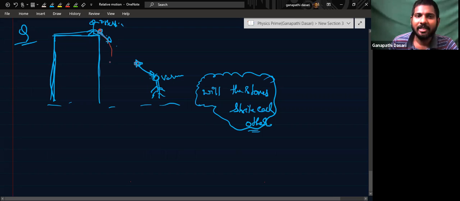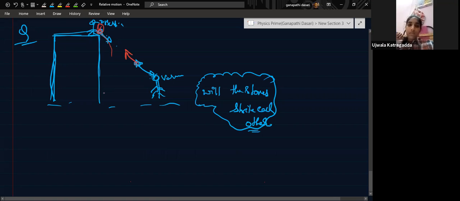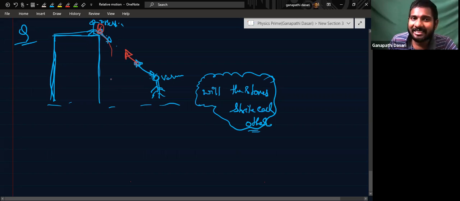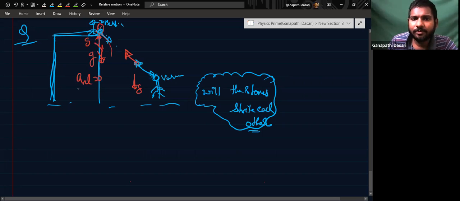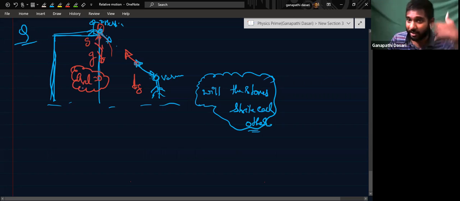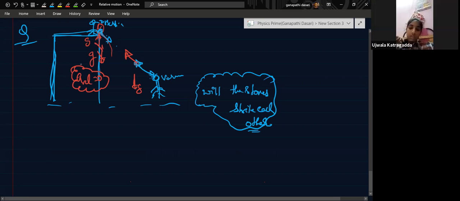Why? Listen. Relative velocity is what? You stop one of the velocities and give it to the other, and it will be exactly in this direction. But what is the acceleration? This stone has downward g. This one also has downward g. So both have the same acceleration. If you reverse it and give it, the accelerations cancel out each other. That means a relative is equal to how much? 0. If their relative acceleration is 0, relative velocity also will not change with time, isn't it?